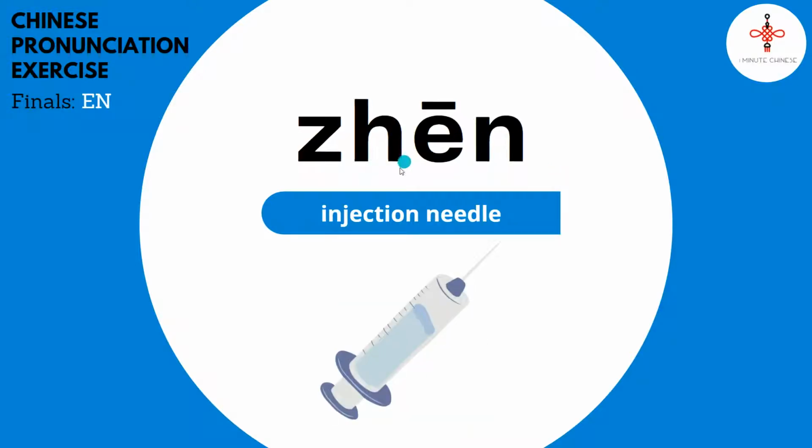Let's combine the initial zh, the final n, and the high-pitched first tone all together. Zh, en, zhen. Repeat after me. Zh, en, zhen. Zhen, zhen, zhen. Zhen is injection needle in Chinese.